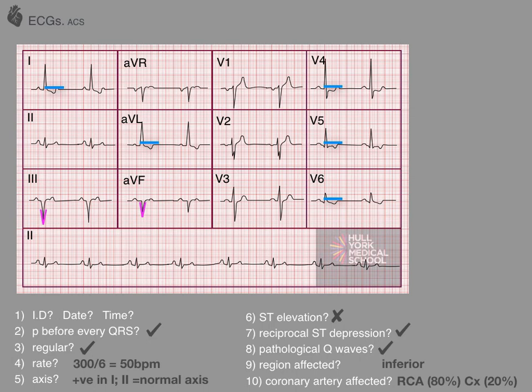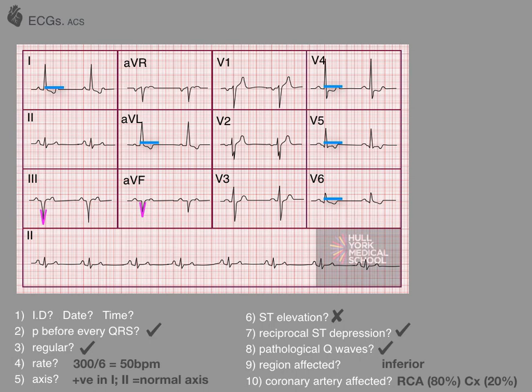Moving on to rate, because it's regular, again we can use the 300 rule, and there are 6 big boxes between each R wave. 300 divided by 6 gives us a slightly slow 50 beats per minute. Moving on to axis, we have a predominantly positive waveform in lead 1, but there are negative waveforms in lead AVF, and a positive waveform in lead 2. So we would consider this to be a normal axis ECG.